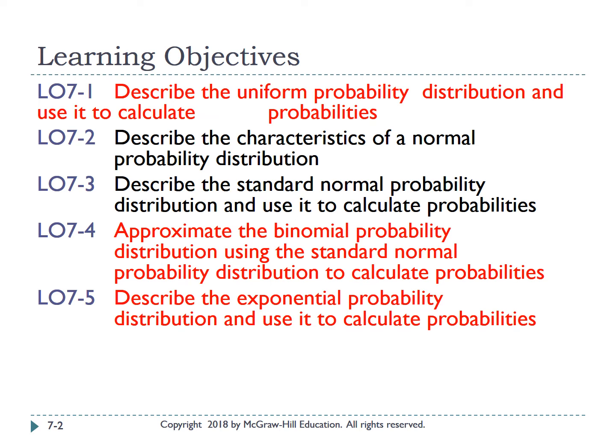Learning objectives. We will take sections 7.2 and 7.3. Section 7.2: Describe the characteristics of a normal probability distribution. Section 7.3: Describe the standard normal probability distribution and use it to calculate probabilities.